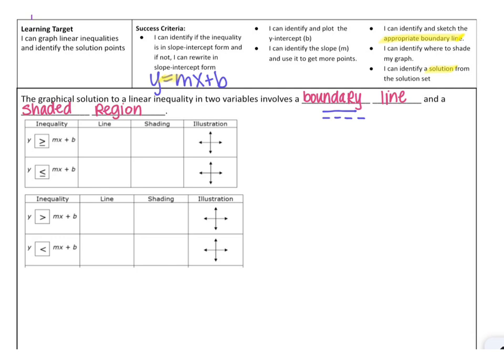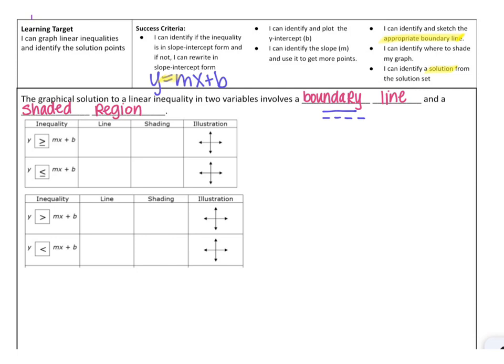So let's take a look at the different inequalities that we can have and what that looks like. All of the inequalities we're going to look at are already in slope-intercept form, in that y equals mx plus b form. In order to graph an inequality, you have to have it in y equals mx plus b form, in that slope-intercept form.